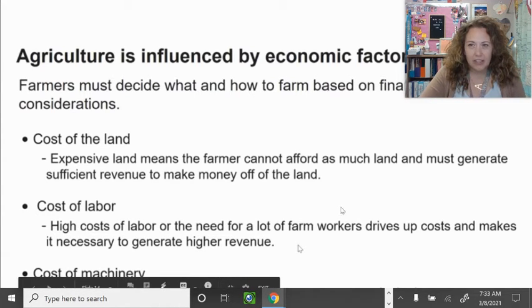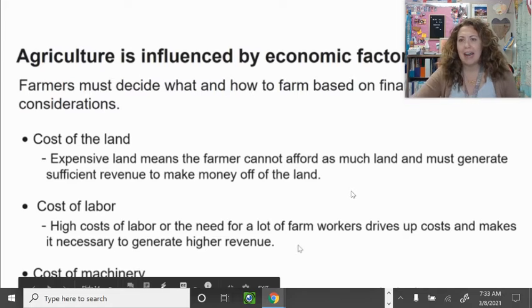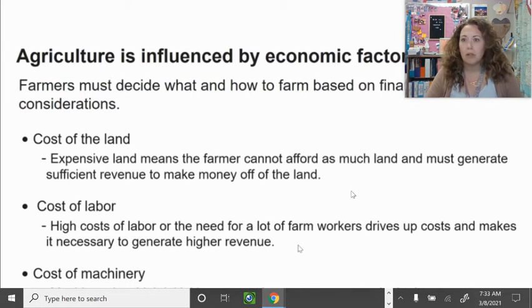And then, I know it's a little cut off down here, but the cost of machinery. Obviously, a state-of-the-art GPS robot-run combine is going to be hundreds of thousands of dollars, versus a human and maybe an ox pulling a cart doing that same process.